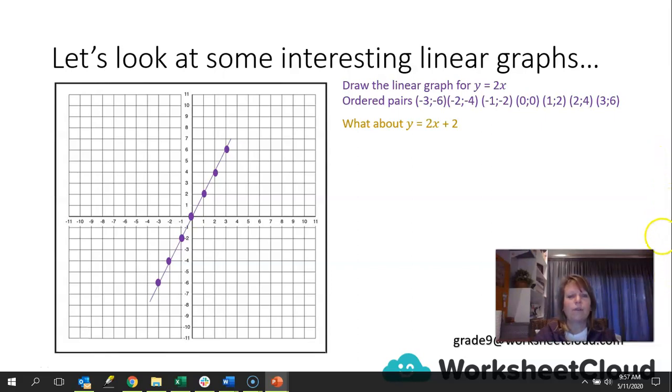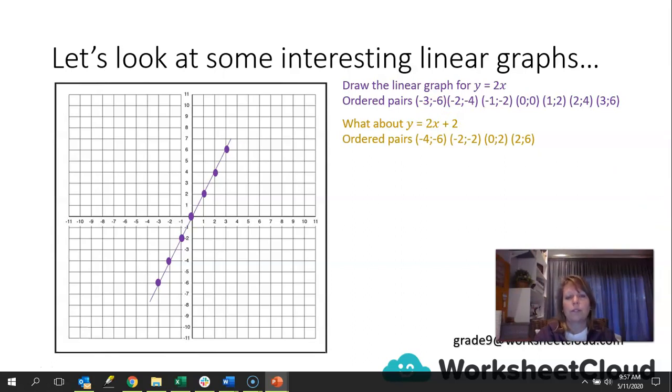In the second graph, the intercept is plus 2. In the first graph, the y-intercept was 0. So this should tell us something. The gradient is the same, but it's crossing the y-axis at a different point. Let's see what happens. Okay, there are our ordered pairs.